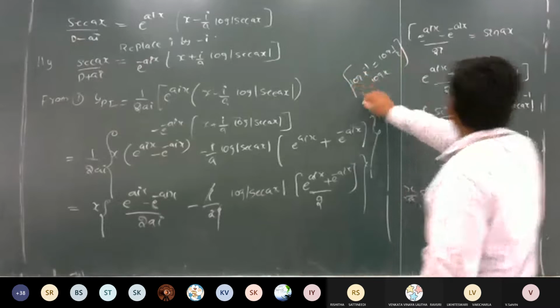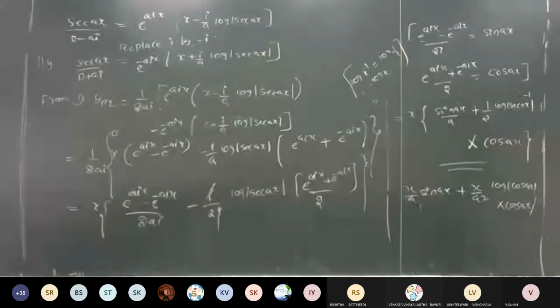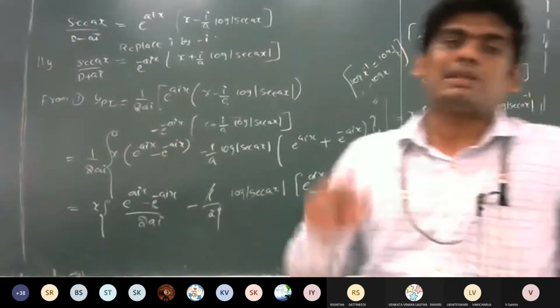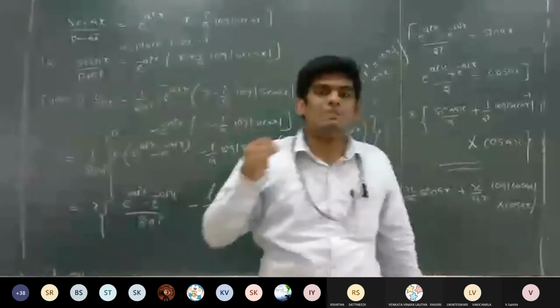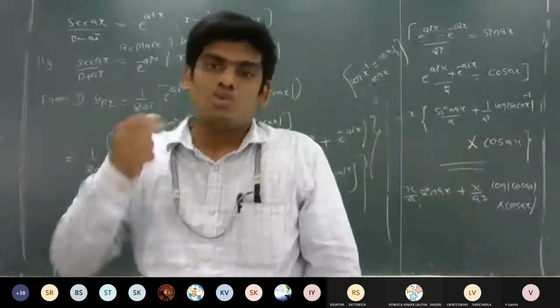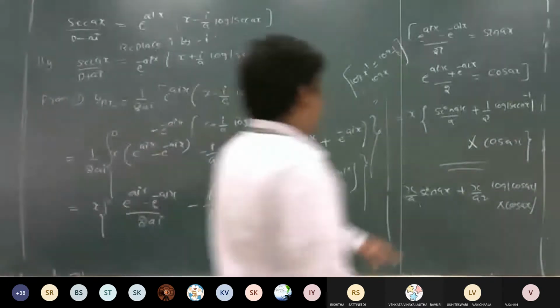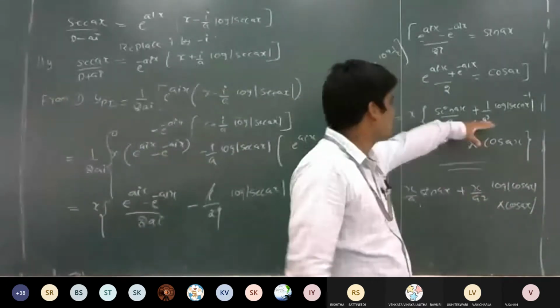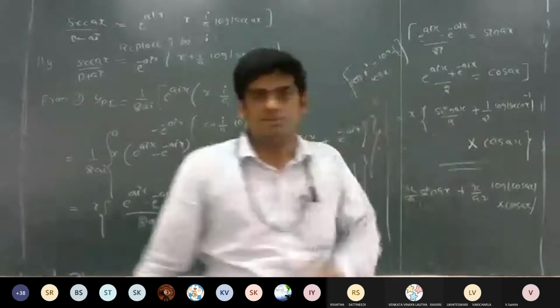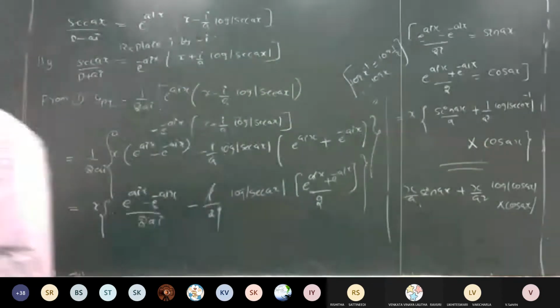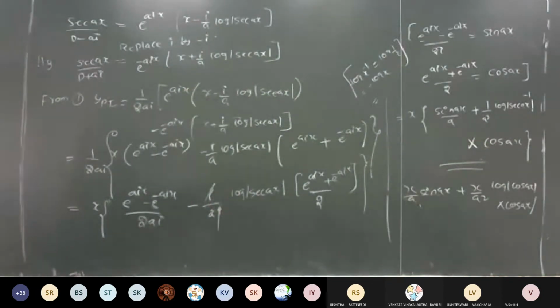Based on this concept, log of secant ax whole power minus 1 is nothing but log of 1 by secant ax. In place of x we have secant ax. So 1 by secant ax is nothing but cos ax. If you want, you can simplify like this; otherwise, you can stop here. There is no problem with that. This is the problem related to the yesterday problem, and it is also one of the very important concepts, and also one of the very easy concepts.